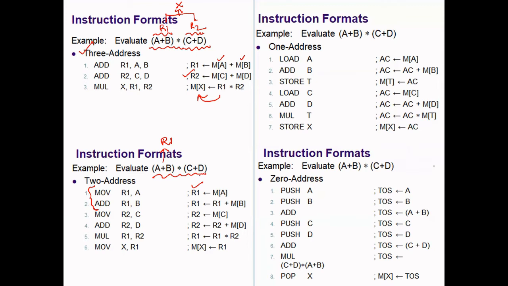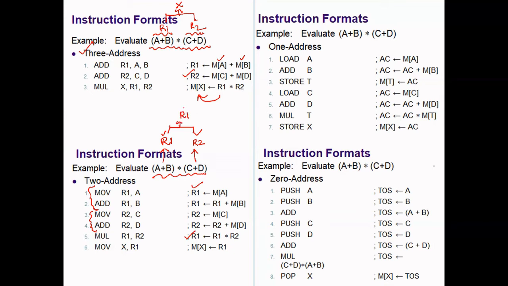And in the same way C plus D. Bring the value from C location to R2 and add R2 plus D location. From here these two, the C plus D is available in R2. And now mul R1 comma R2. So what is the meaning of this? R1 into R2, that means this one and this one multiplied and the result is stored in R1 only. This is the operation. And finally this is multiplied and result is available in R1.